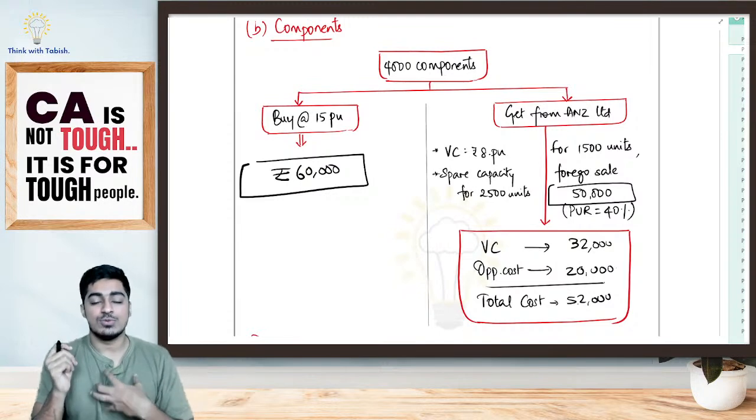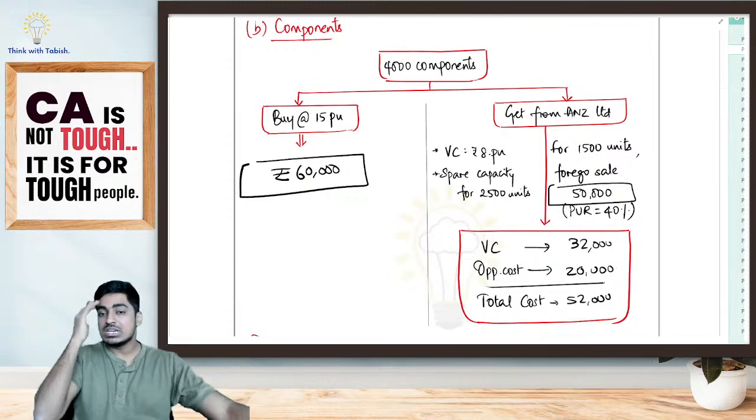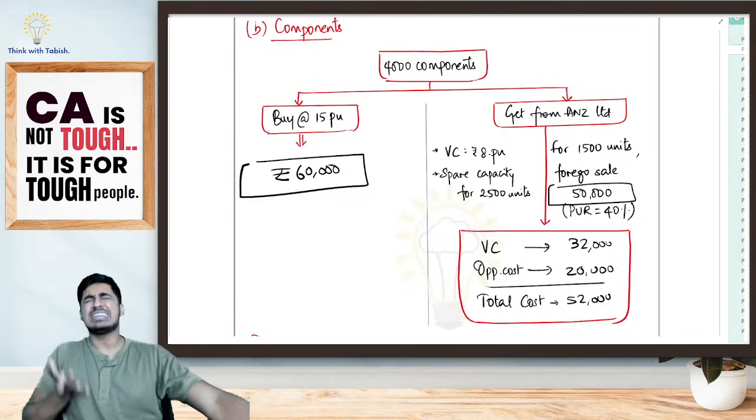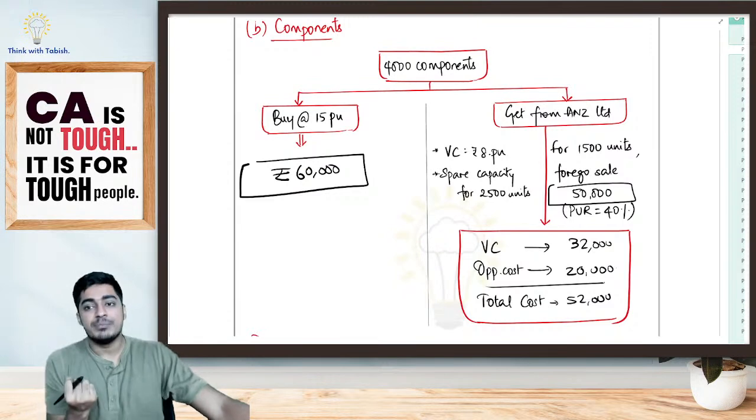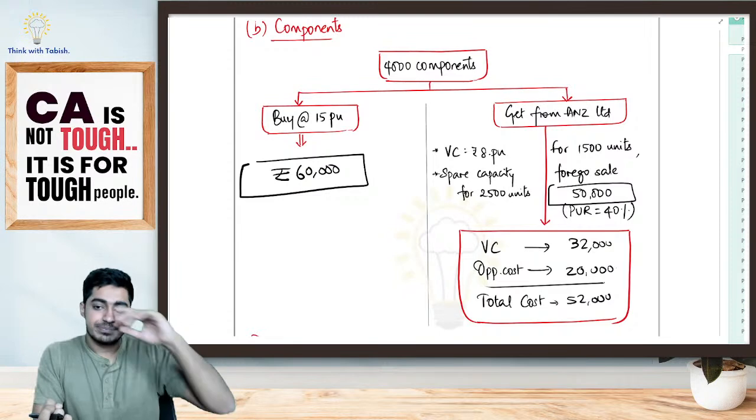What will I choose? Will I buy from outside? Will I get it from ANZ? What is my objective, students? Should my purchase cost be maximum or should it be minimum? What will I choose, students? Think and tell me.